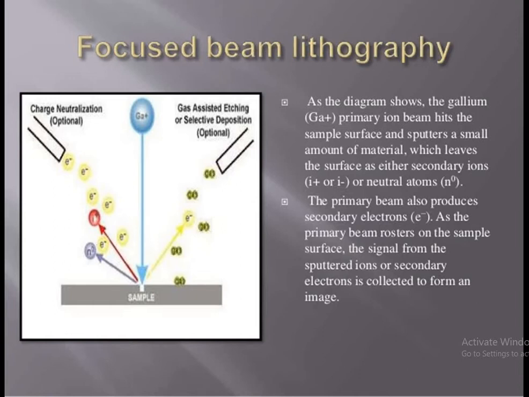to form an image. So initially this gallium beam hits the surface and sputters small material, which leaves as secondary ions, either I plus or I minus, or neutral atoms. It also produces secondary electrons. Here you can see these are the secondary electrons. The signal from the sputtered ions or secondary electrons is collected to form the image. So this is called focused beam lithography.